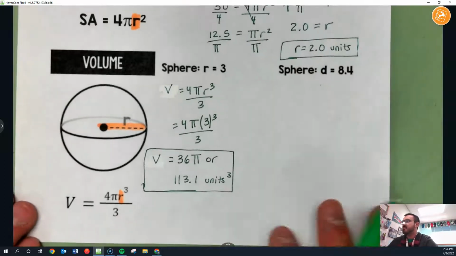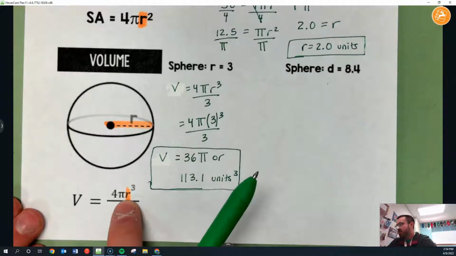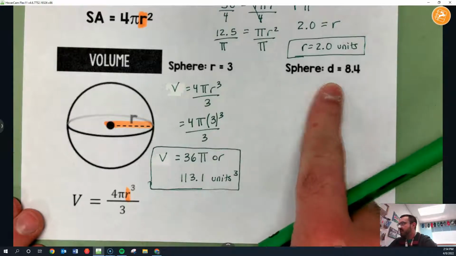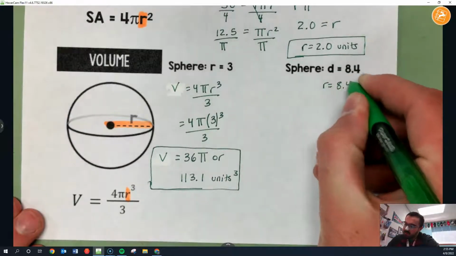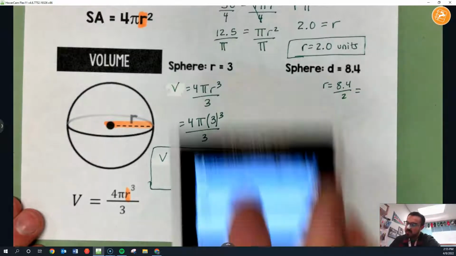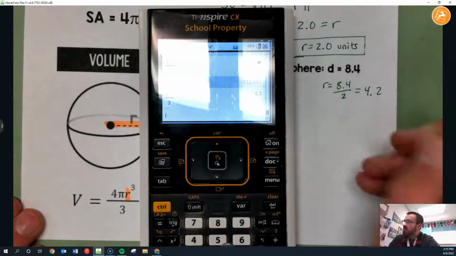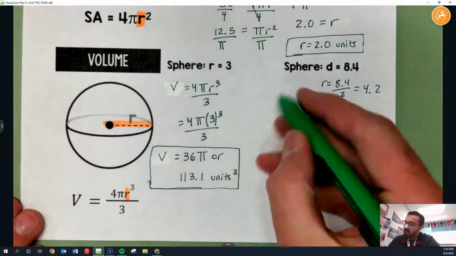Again, guys, not too bad. Just as a reminder, this is your formula. The only thing you need to figure out is what the radius is. Okay, again, they're trying to trick you. Remember, this is not the number you're going to use. You want to use whatever 8.4 divided by 2 is. Let's see what that is. 8.4 divided by 2, 4.2. So my radius here is actually 4.2.